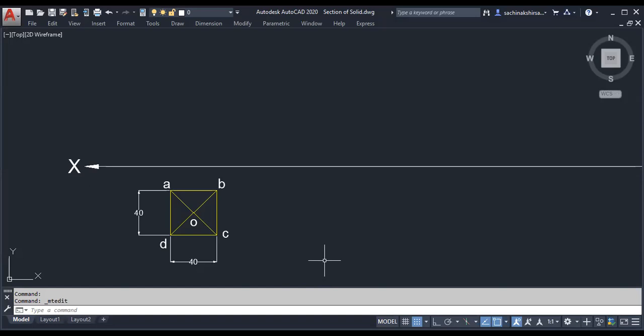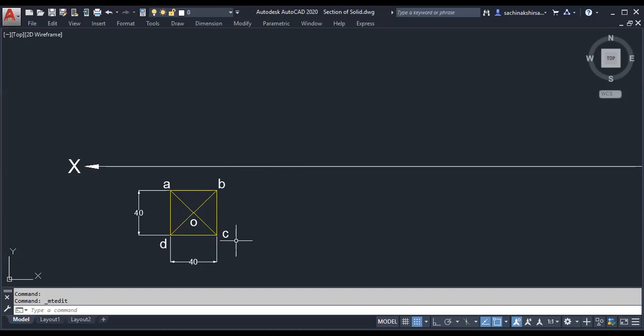8 edges. Which are they? 8 is the correct answer. AB, BC, CD, DA: 4 edges of the base plus slant edges. How many slant edges is it having? 4. Which are they? OA, OB, OC, OD. Very good. 4 plus 4, 8. Now front view.